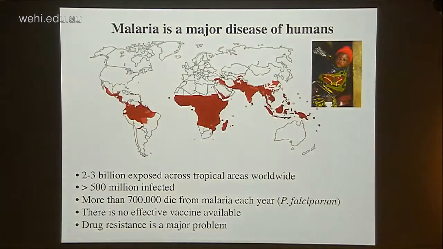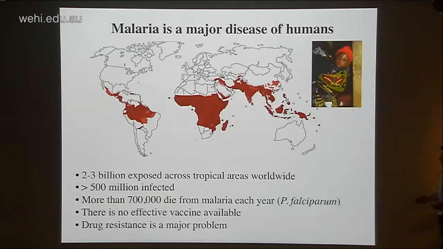So just first of all, an introduction into malaria for those who don't know anything about it. It's a major disease of humans, occurs mainly in tropical and subtropical regions of the world, and it's obviously relevant to Australia because a lot of countries just to the north of us have quite extensive levels of malaria and disease from malaria. So approximately 2 to 3 billion people are exposed each year, and 500 million people are infected.